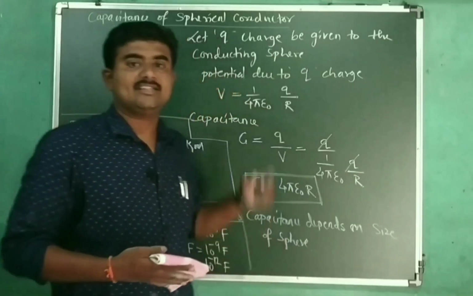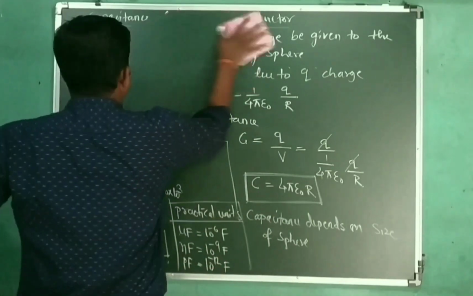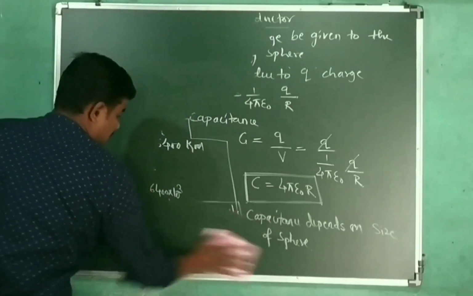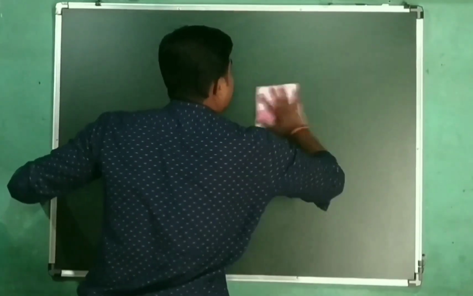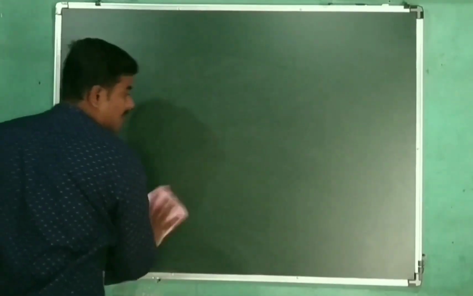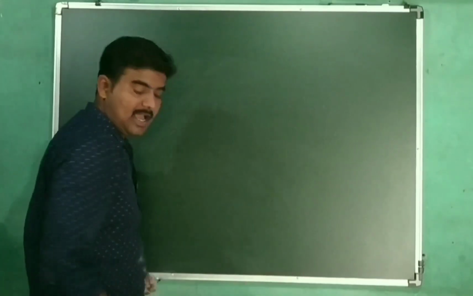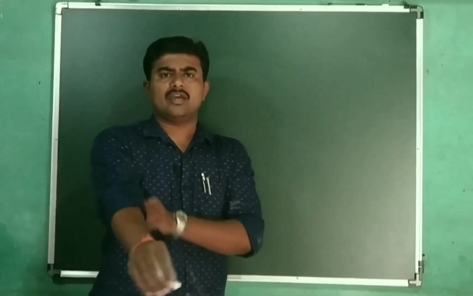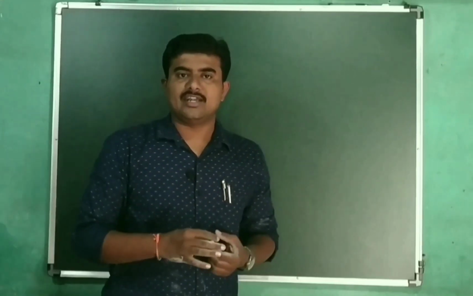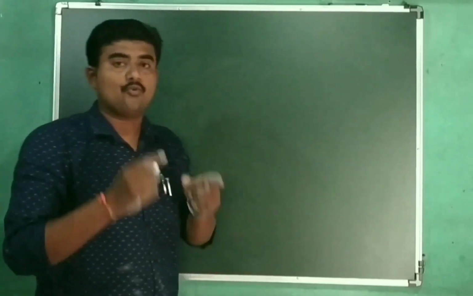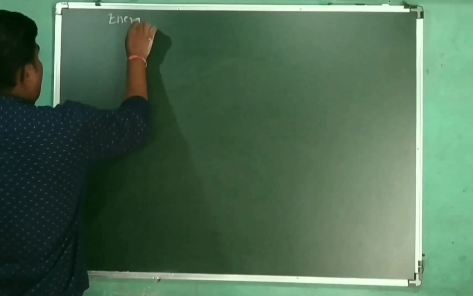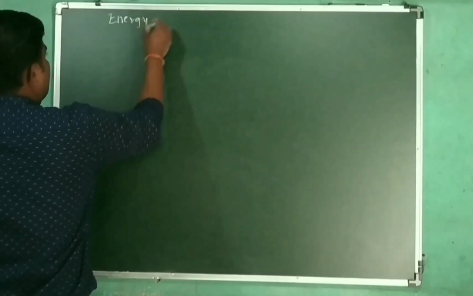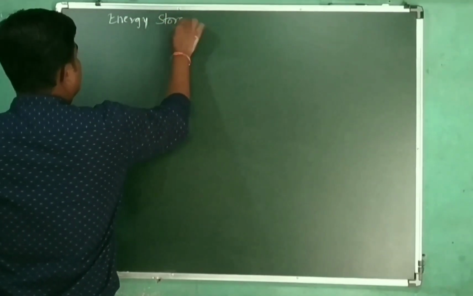Okay, our next discussion is energy stored in capacitor. Remember, my dear students, whenever you do work against any field, you have stored energy. If you work against any field, energy is being stored in the conductor. With the help of that point, we can derive the derivation for energy stored in capacitor.